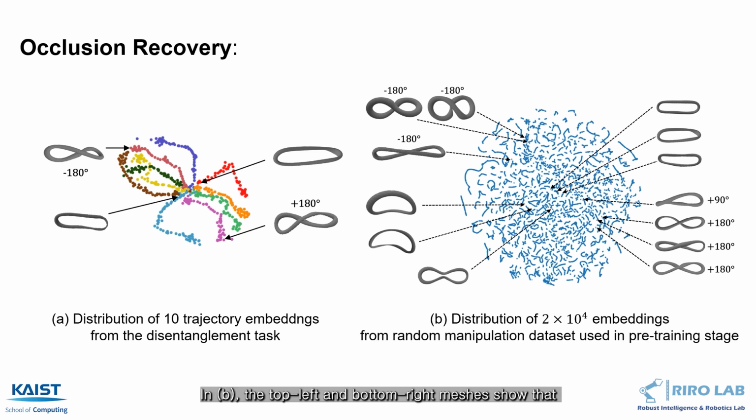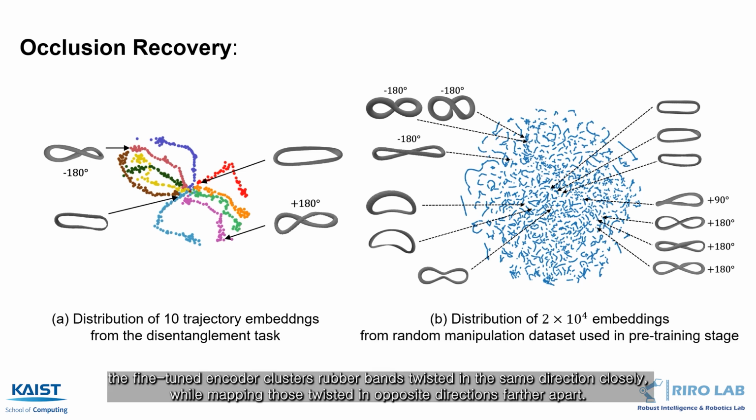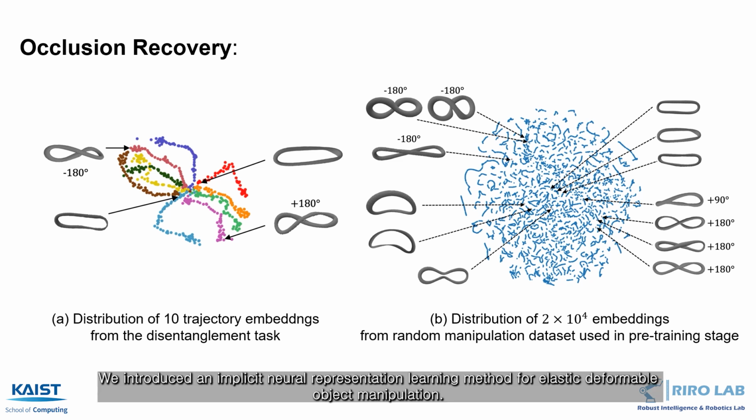In B, the top left and bottom right meshes show that the fine-tuned encoder clusters rubber bands twisted in the same direction closely, while mapping those twisted in opposite directions farther apart. This structured latent distribution enhances policy learning by providing a coherent and discriminative state representation.